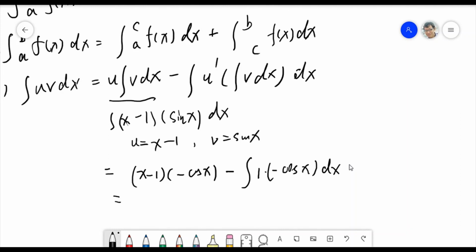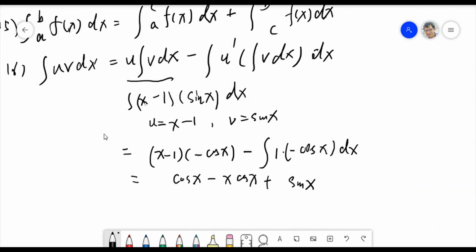Okay, just simplify. If we want to simplify, I think this way is much better. We write it as negative x cosine x minus what? The negative can be put in front and become positive, right? So the integration of cosine is sine x, so this will be plus sine x. So this is the final answer.